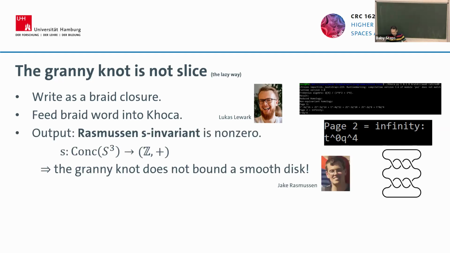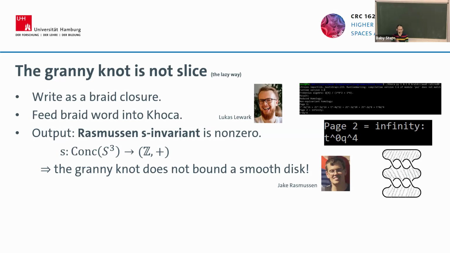And now we're done because this Rasmussen invariant is non-zero, it's 4. And the Rasmussen invariant is a group homomorphism from the concordance group to the integers with addition. If the granny knot were slice, it would have to be concordant to the unknot, and then the Rasmussen invariant would be 0. So that computation tells us that the granny knot does not bound a smooth disk. Yeah, so this Rasmussen invariant is a lower bound on the smooth slice genus, or you can think of it as a concordance homomorphism.